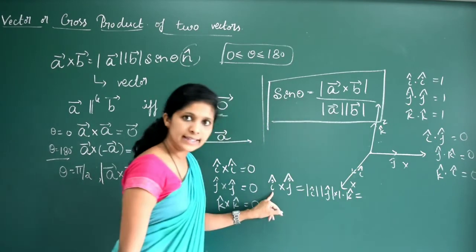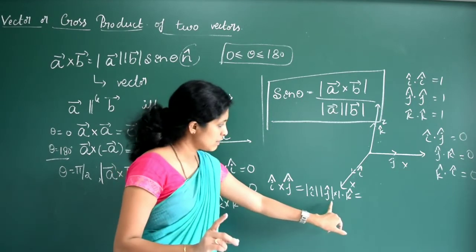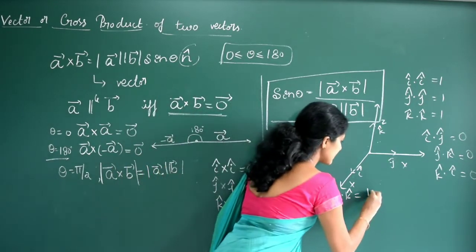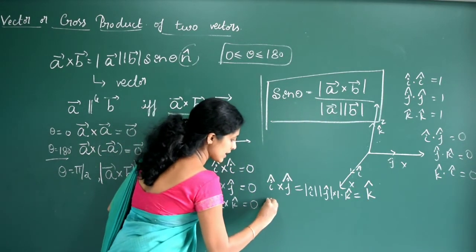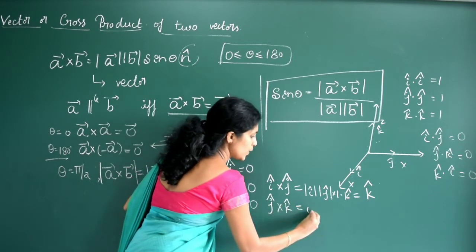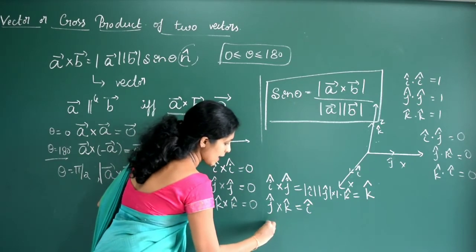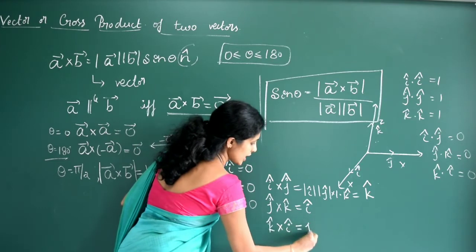So by this, i cap cross j cap, what is the magnitude of the unit vector? 1. The magnitude of j cap will be 1. So we are left with k cap. Is it clear? i cap cross j cap. Similarly, we can define j cap cross k cap will be equal to i cap. Next one, k cap cross i cap will be equal to j cap.